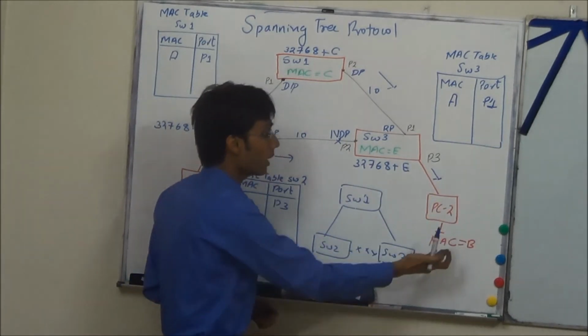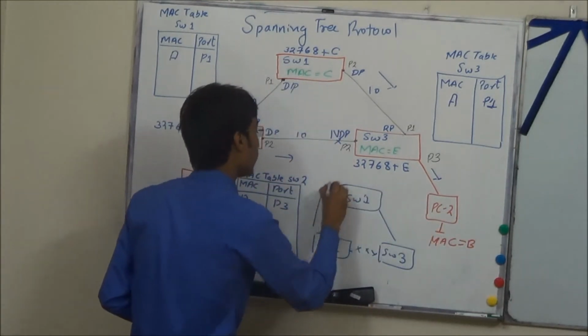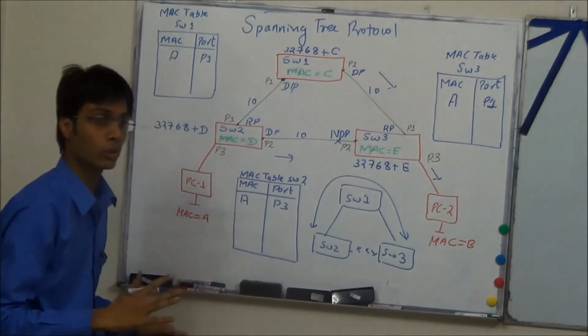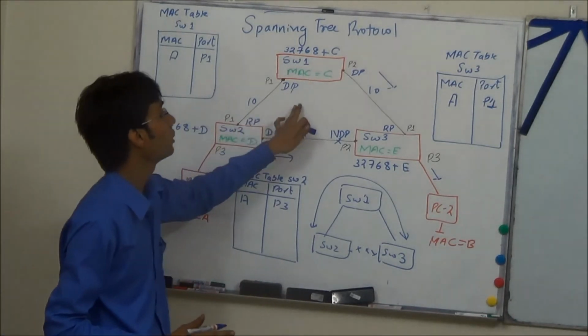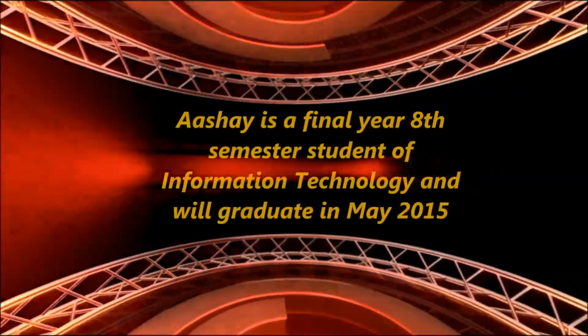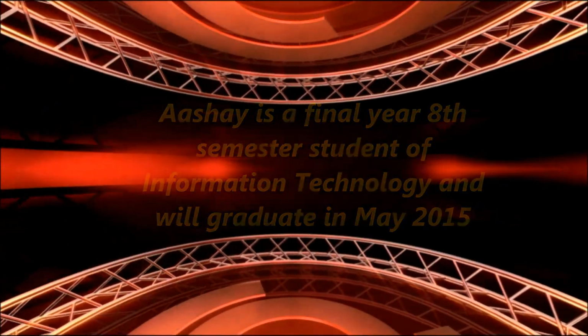PC2 will check the destination MAC address of the frame to be B and will accept it. So this way, the frame travels this path. No loops, no MAC move, no broadcast storm. This is how spanning tree resolves the issues created by the redundant links.